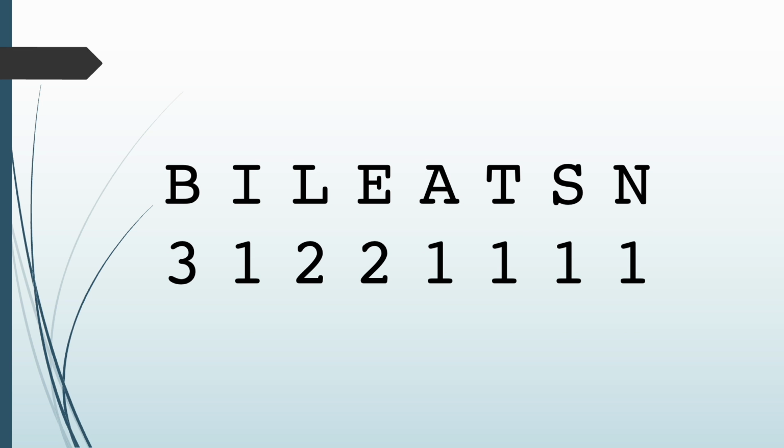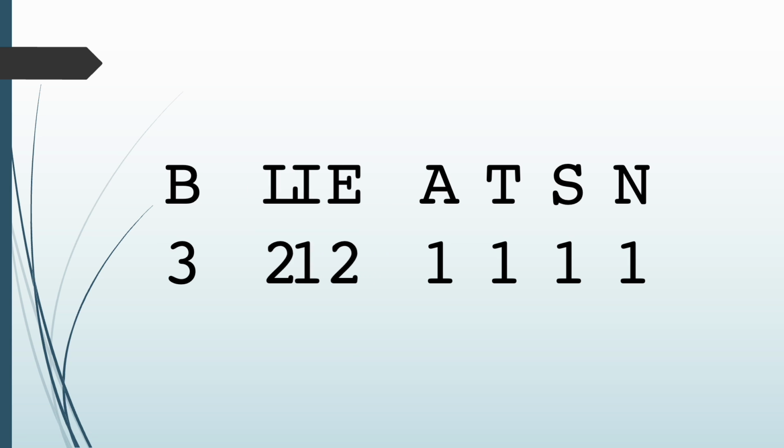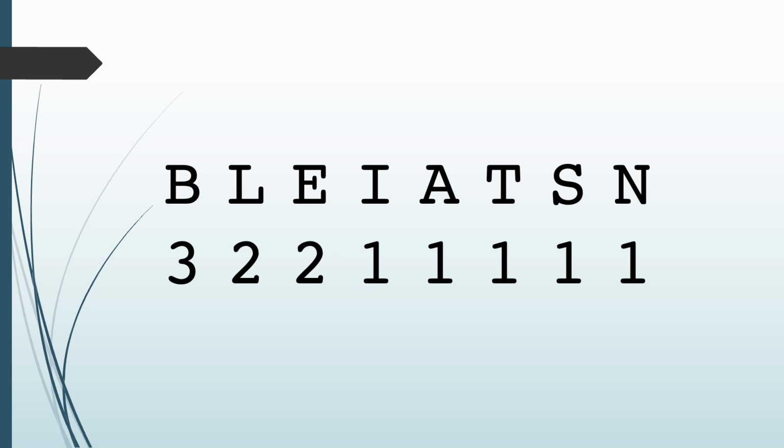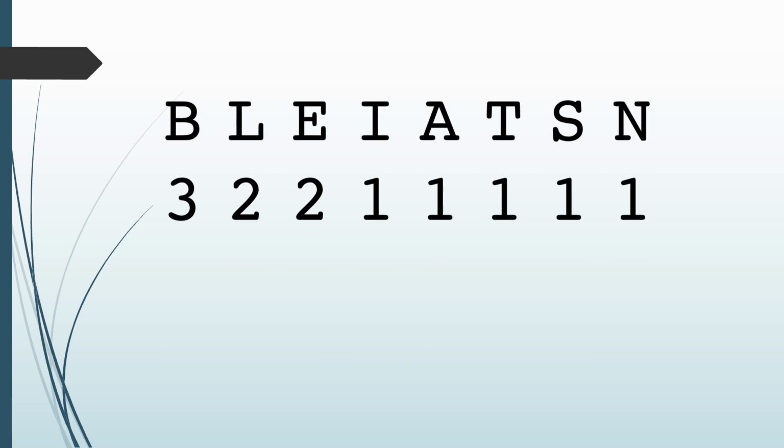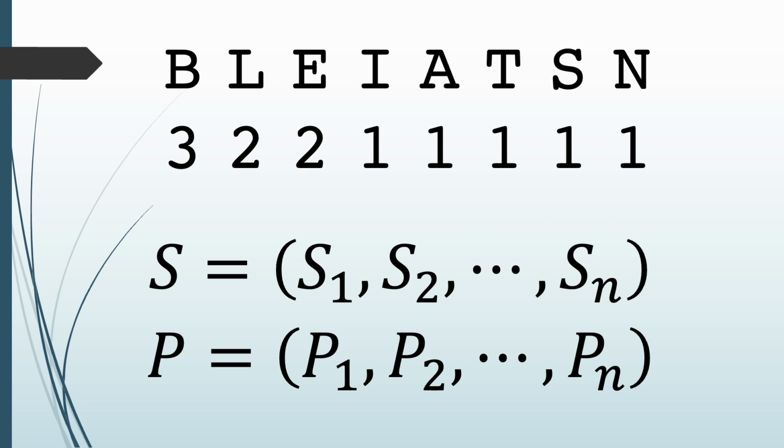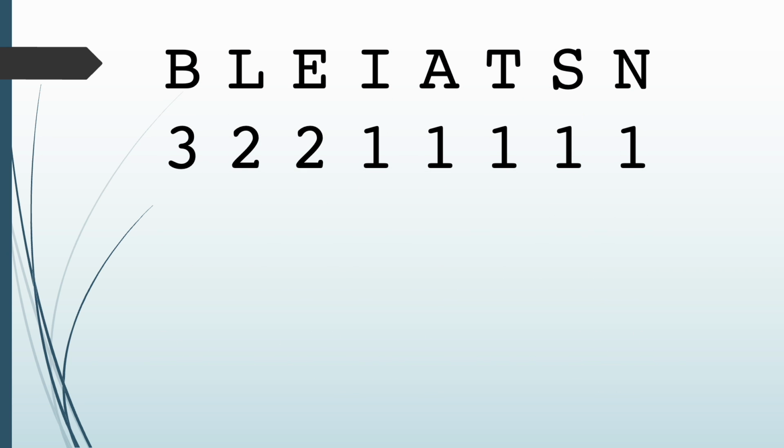Next we need to arrange the source according to their probability in descending order. Now we have the note like this. The source alphabets: B, L, E, I, A, T, S, and N, and their probabilities of 3, 2, 2, 1, 1, 1, 1, and 1. Put the source alphabet and the probability in the S and P format respectively.